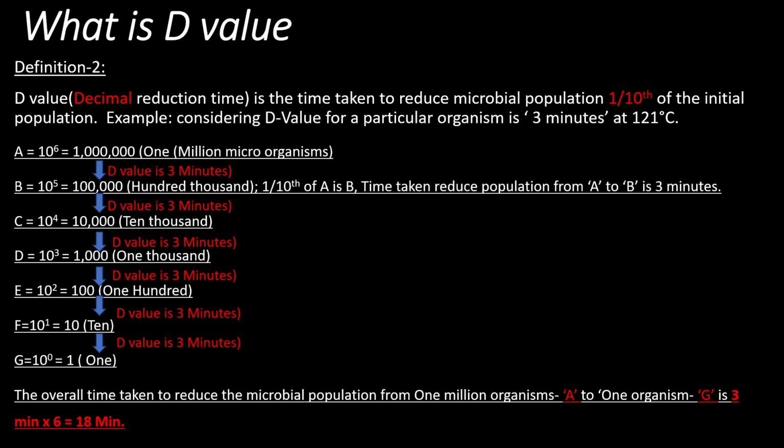Okay, there is another definition for D-value. What is D-value here? D-value stands for decimal reduction time. It is the time taken to reduce the microbial population to 1/10 of the initial population. Example, considering the D-value of a particular organism is 3 minutes at 121 degrees Celsius.